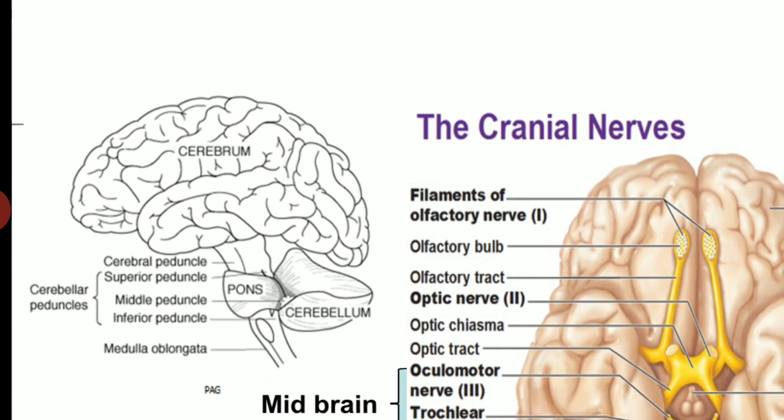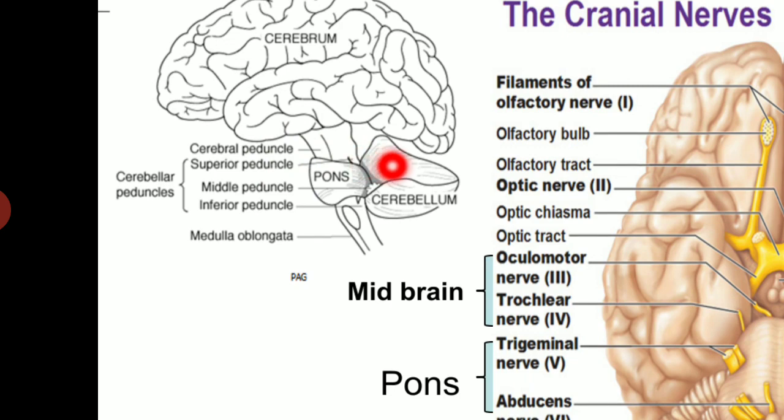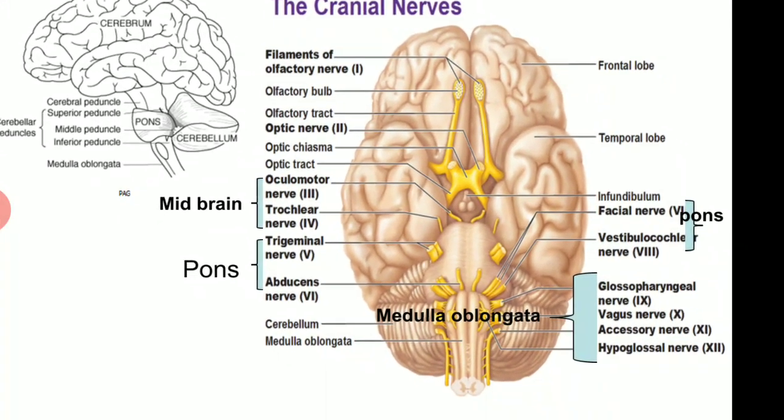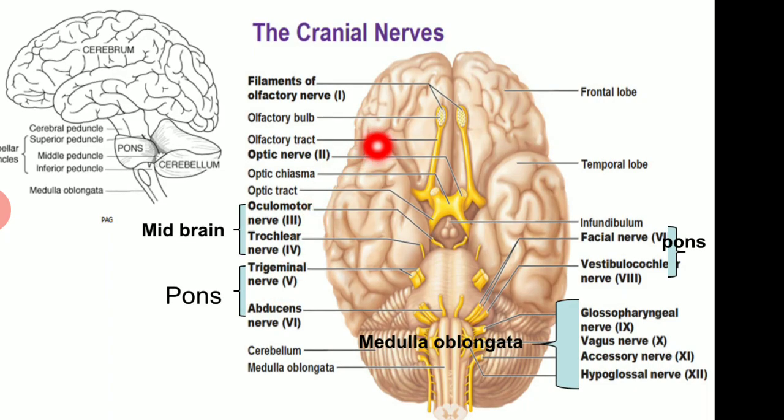So just revise the peduncles. Cerebellar peduncles: superior peduncle, middle peduncle and inferior peduncle, which connect the cerebellum to the brainstem. And here you can see in this picture the origin of cranial nerves. Okay. So olfactory nerve, from this filament of the olfactory nerve, olfactory bulb, then optic nerve. So this is the optic chiasma. Okay. From here there is the origin of the second cranial nerve.